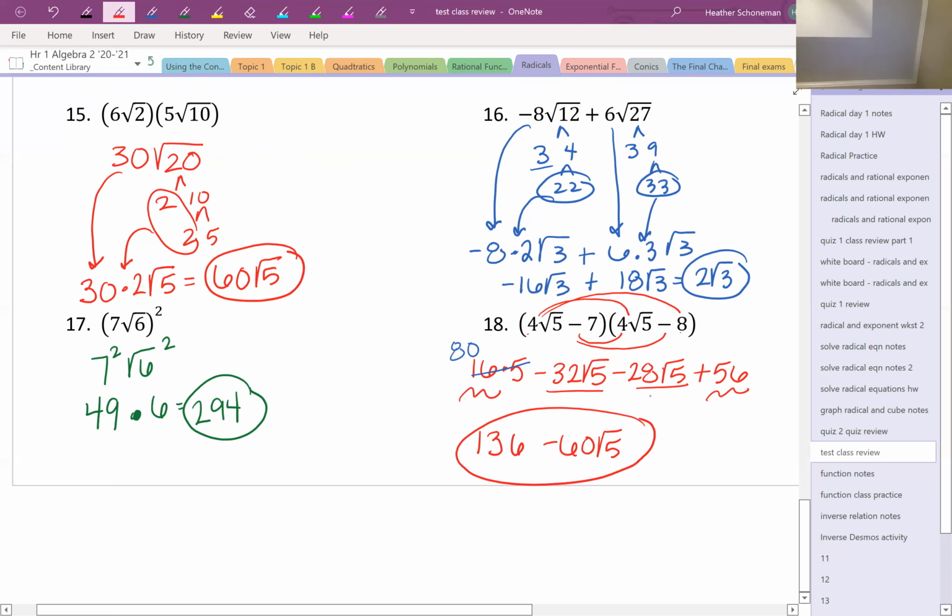Now on the test, you're also going to have solving radical equations, graphing radicals, graphing cubes, and the review stuff that we've done on parabolas. But all of that is on your test review, and you can check your answers to the test review in Google Classroom.